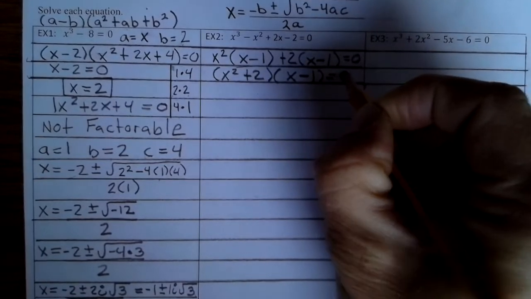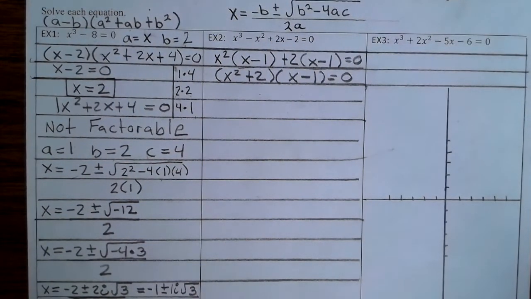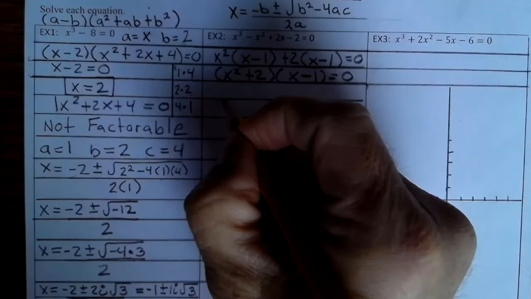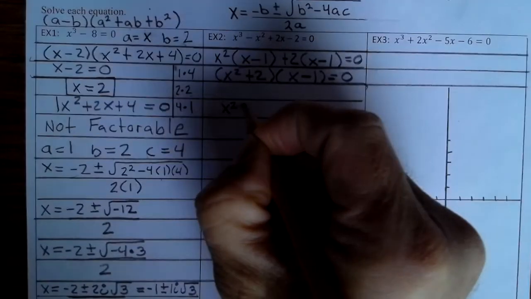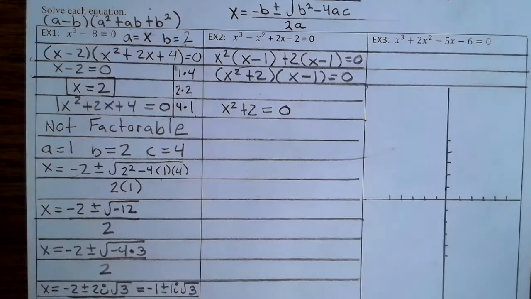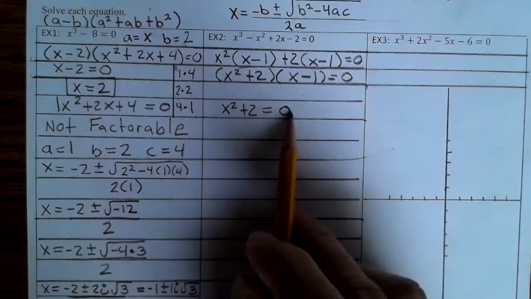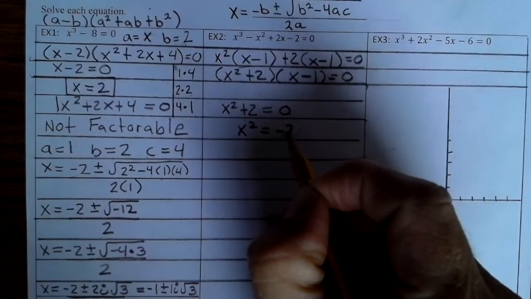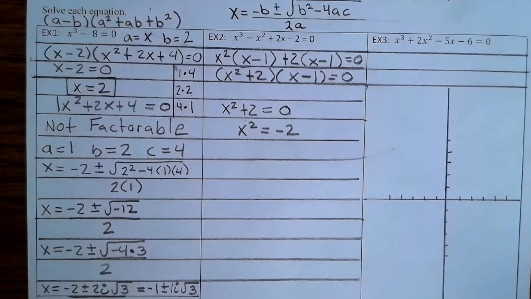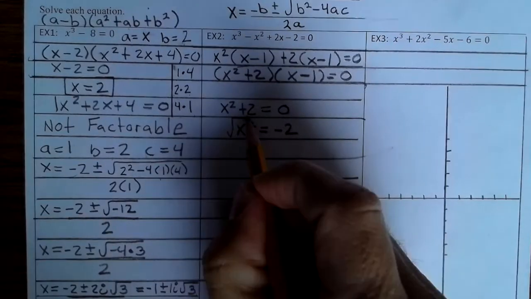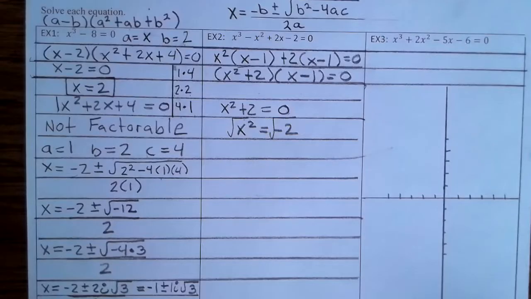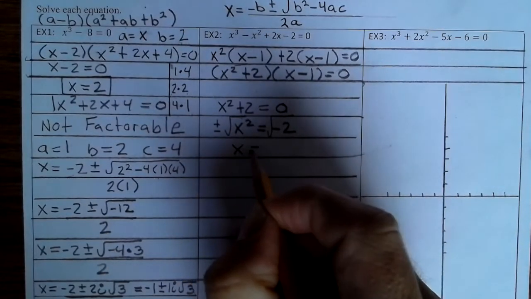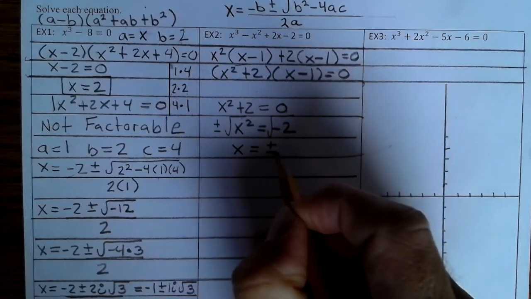So x squared plus 2 equal to 0. We're going to subtract 2 from both sides to get x squared equals -2. Take the square root of both sides. Now, don't forget square root's plus or minus. So this is x equals plus or minus. Then we take the square root of a negative number, it's imaginary. So that's plus or minus i square roots of 2.